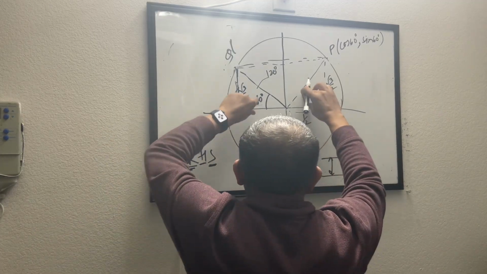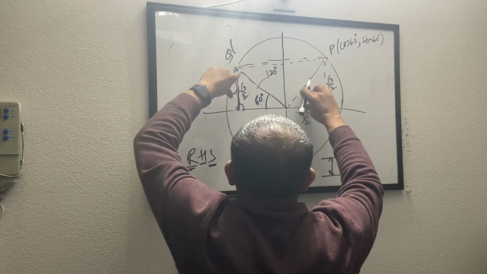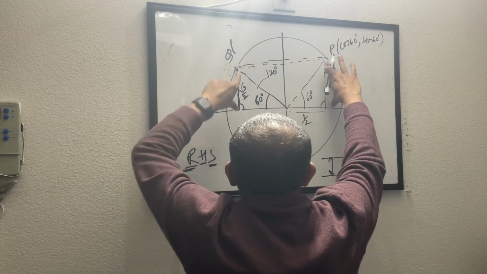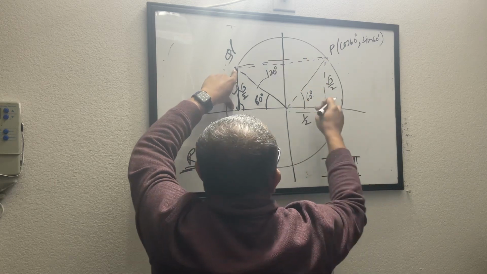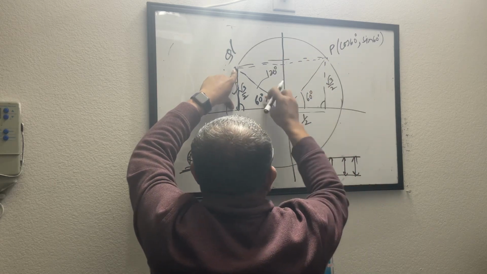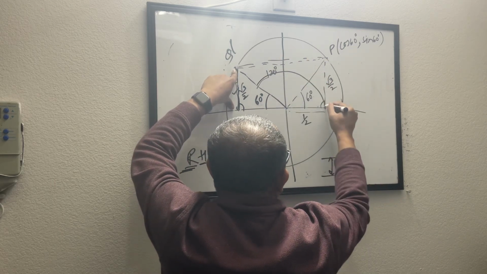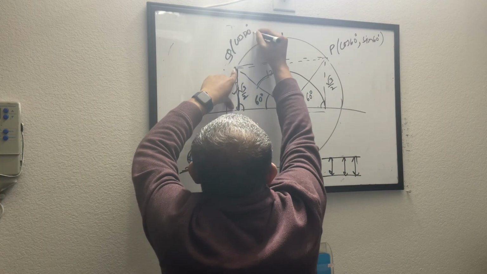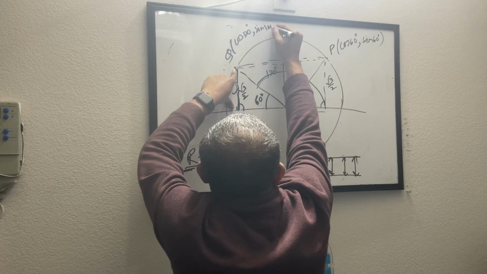So this angle is 60, this is also 60. So now you are saying that this length and this length are the same, this length and this length are the same. So here, this angle will be equal to this one. So from here to here, this angle will be 120 degrees. So here the coordinates will be cos of 120 degrees, comma, sine of 120 degrees.